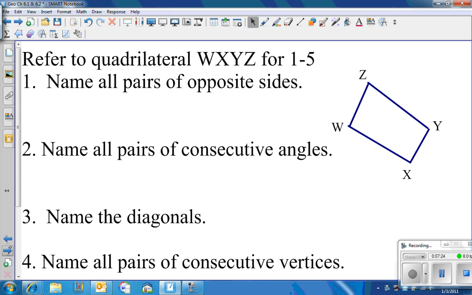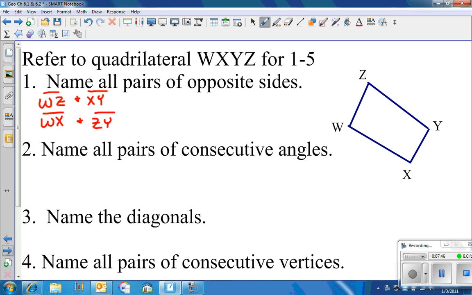So here's some examples. We're going to name all pairs of opposite sides. They get kind of intense. So we have WZ and XY. They're opposite sides, and you must name them like segments. And WX and ZY. All right.